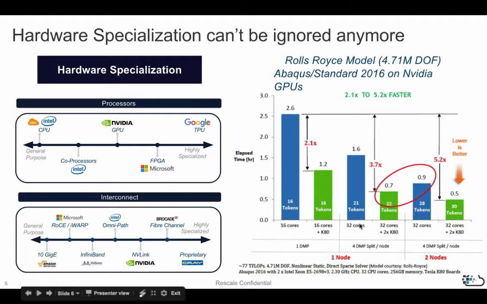As you increase the number of cores, here with 32 cores, you see the same performance improvement, about twice as fast. And we've also run the benchmark on two nodes. In a similar way, we also see the same performance improvement.